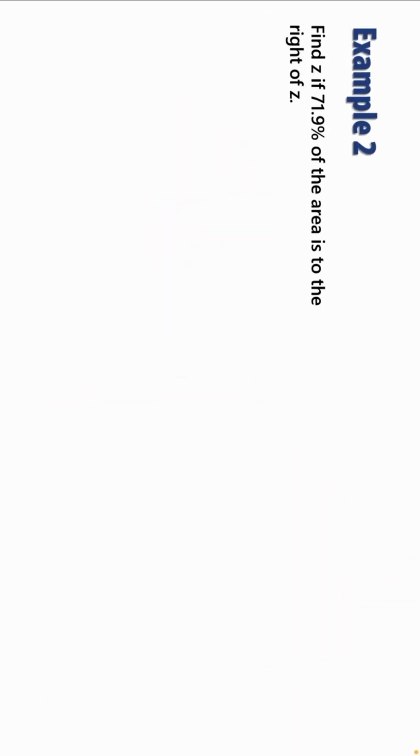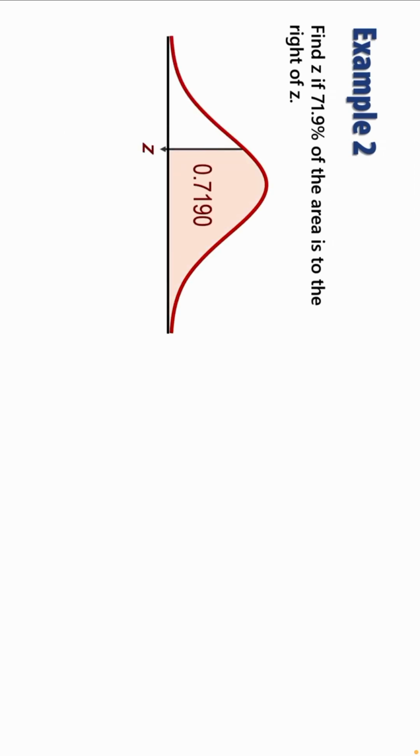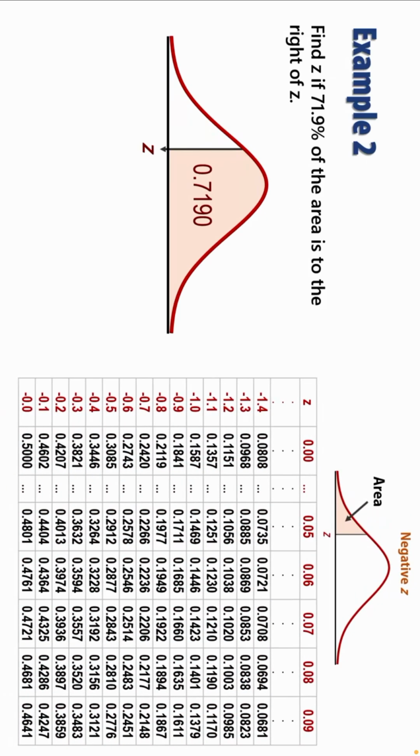In the second example, we want to find z such that 71.9% of the area is to the right of z. 0.719 is greater than 0.5 here, and it is to the right of z, so z has to be on the negative side of the center. So we go to the negative section of the table. Since the areas in the tables are less than areas, we need to find a less than area corresponding to z here. That is 1 minus 0.7190, which gives 0.2810. Searching the area section, we find 0.2810 exactly here, corresponding to a z score of negative 0.58.